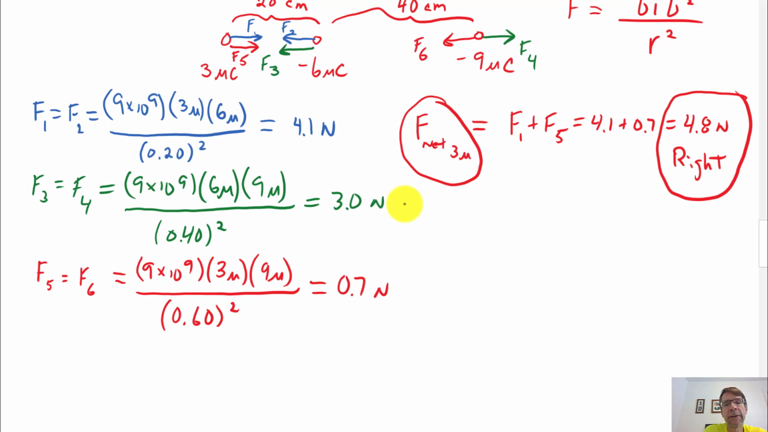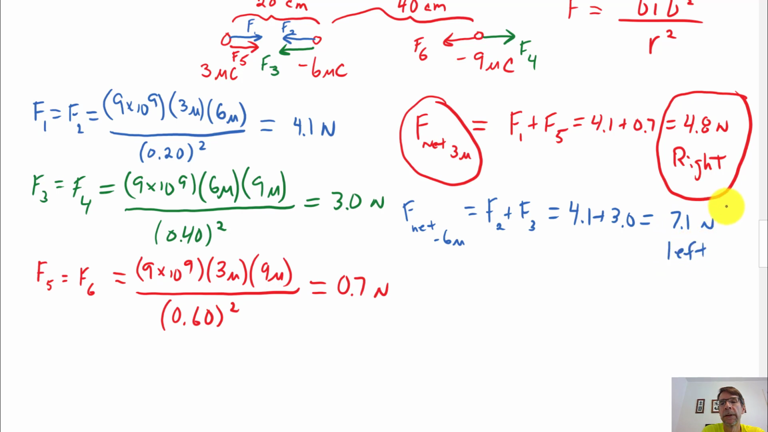So how about F net for the 6 micro, the -6 micro? Well, that's going to be equal to, you look at the diagram, F2 plus F3. F2 plus F3. F2 is 4.1. F3 is 3.0. So the net force is 7.1 newtons. And that's to the left. That's the net force on the 6 microcoulomb charge. 7.1 newtons to the left.